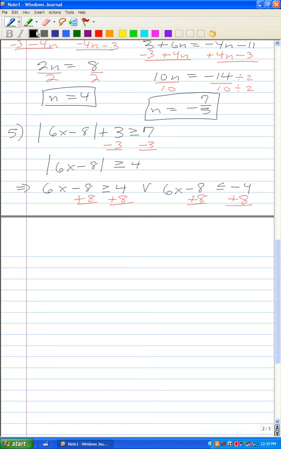And so I have here that 6x is greater than or equal to 12. Divide both sides of my inequality by 6. And so x is greater than or equal to 2.